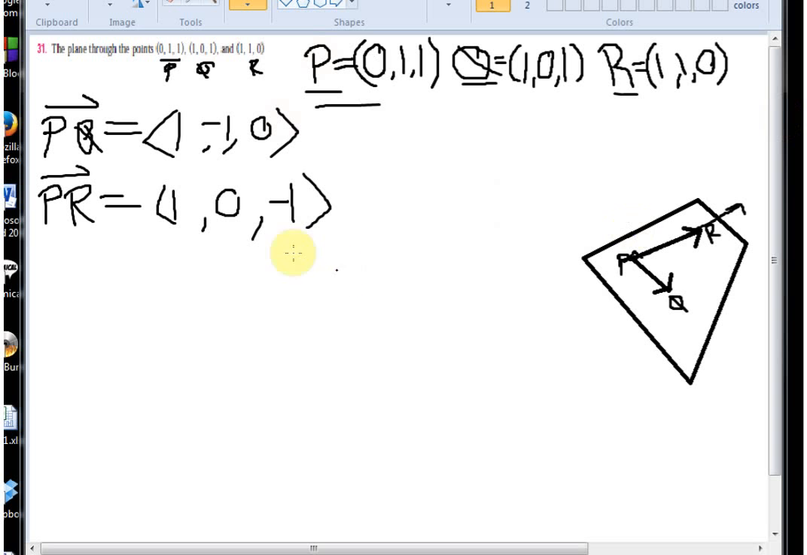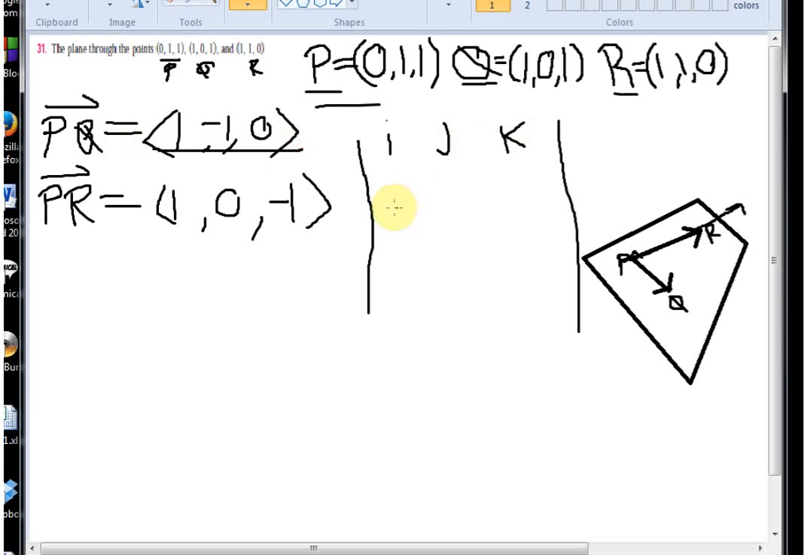So the way we do this is we find the cross product of these 2 vectors, which we learned earlier in the class. So we have the I column, the J column, and the K column. And we'll put this vector, 1, -1, 0, into the first row, and we'll put this one, 1, 0, -1, into the second row. And we can evaluate it now.